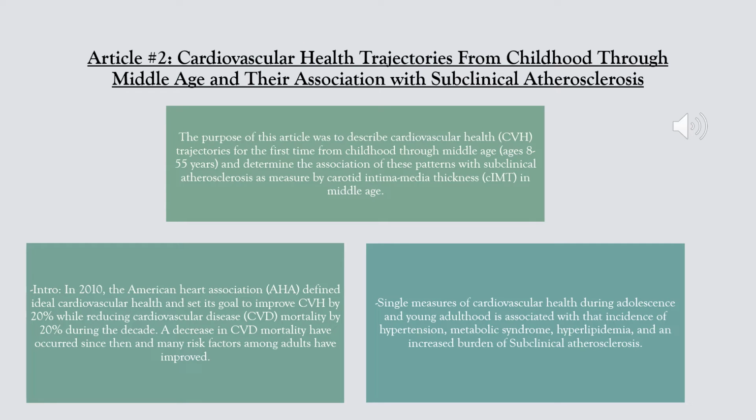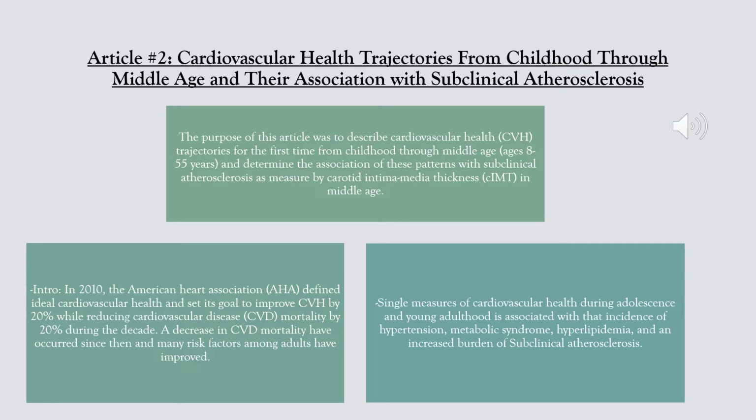Article number 2 focuses on the cardiovascular health trajectories from childhood through middle age and their association with subclinical atherosclerosis. The aim of this study was to describe cardiovascular health trajectories for the first time from childhood through middle age, such as ages 8 through 55 years, and determine the association of these patterns with subclinical atherosclerosis as measured by carotid intima-media thickness in middle age.